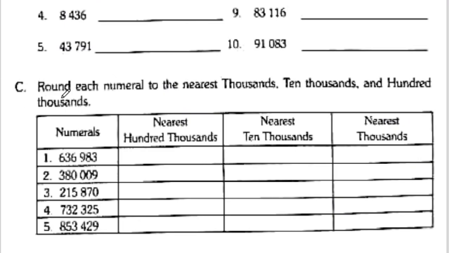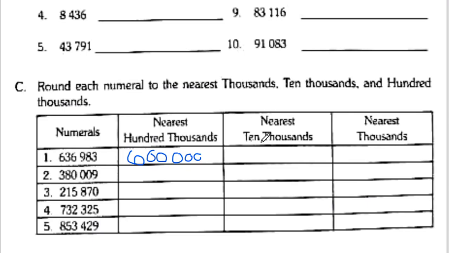Next, activity C. Round each numeral to the nearest thousands, 10,000s, and 100,000s. For example, given number 1 is 636,983. You have to round off to the nearest hundred thousands. Which one is it? Ones place, tens, hundreds, thousands, 10,000s, 100,000s. So this is how we are going to answer. 100,000, this one. Let's look at the right. If it is greater than 5, then round up. If it is less than 5, then retain. Just copy 6, then change the rest to 0. Then this one also, 3, 0, 0, 0, 0.